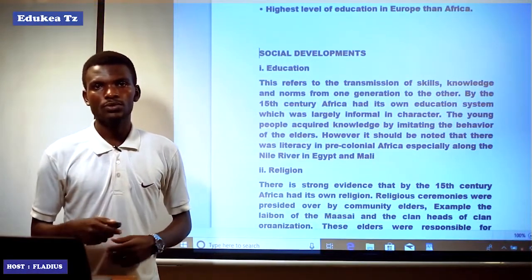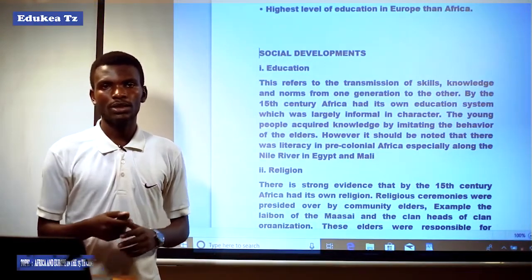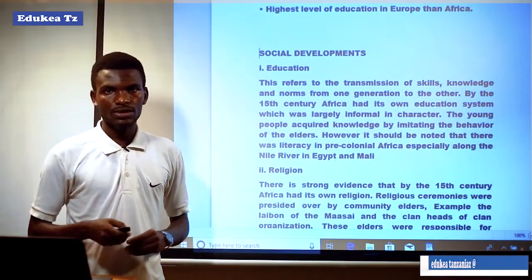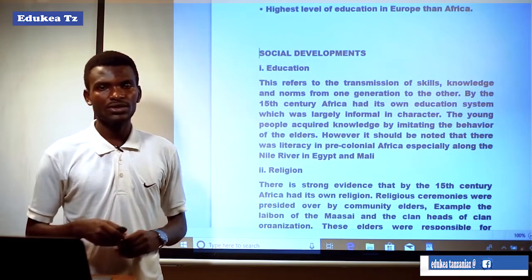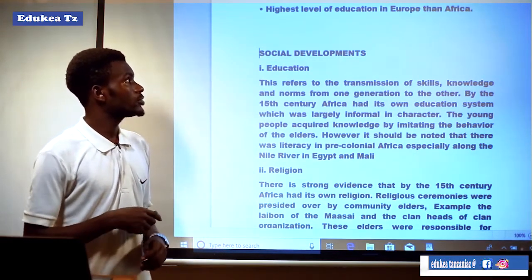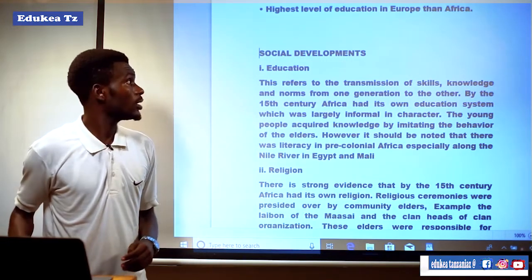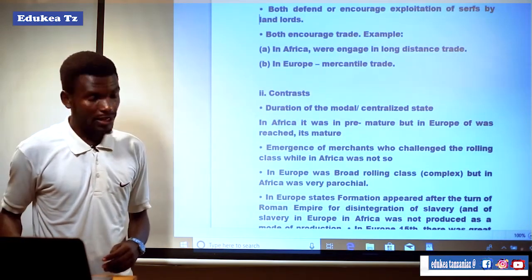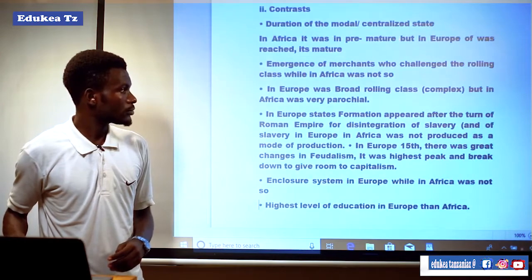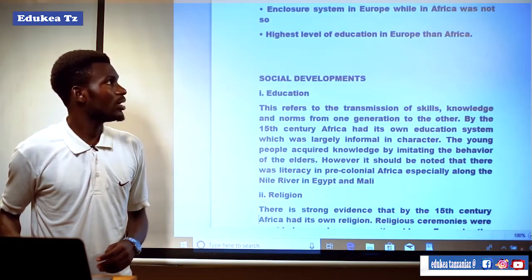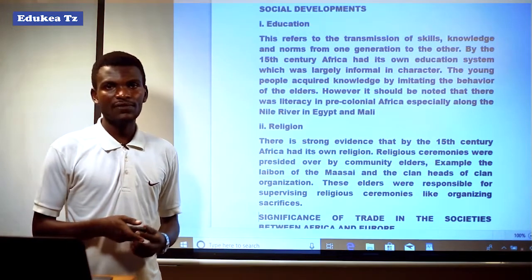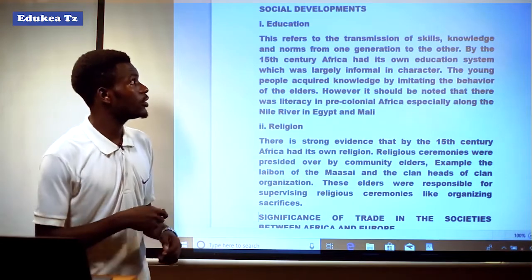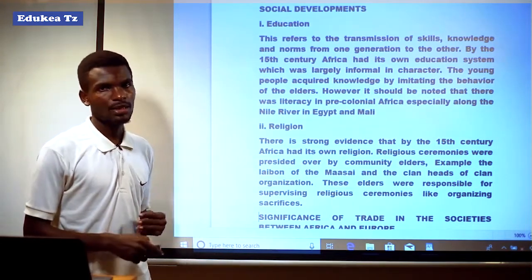Welcome in this session to proceed with our second topic in Form 5 History, which is Africa and Europe in the 15th century. So today we are going to look at the social developments in Africa. In the last session we ended by looking at the similarities and the differences in the political systems in Europe and Africa. So today we are going to see the social developments which existed in Africa.